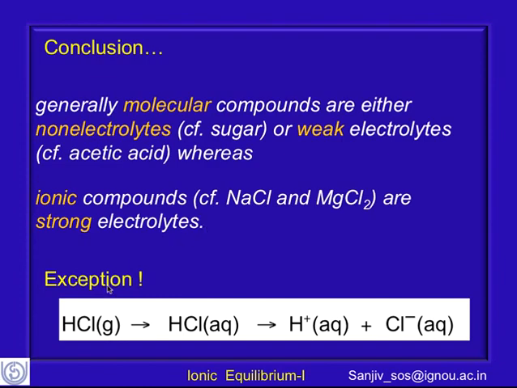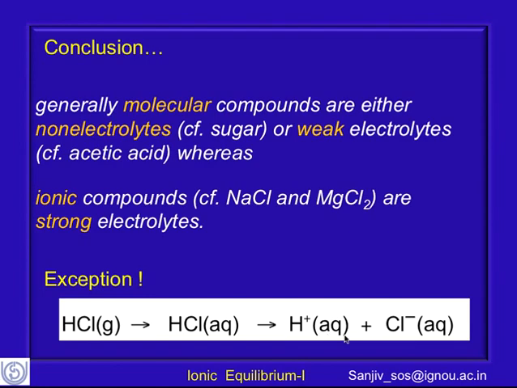The exception happens to be, say, HCl gas. HCl is a covalent molecule. But if you put it into water, after solvation, what we get is a solution of it, that is basically hydrochloric acid. So that actually ionizes completely. We know that HCl is a strong acid.